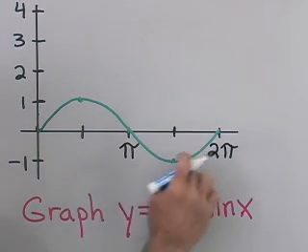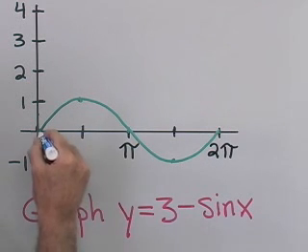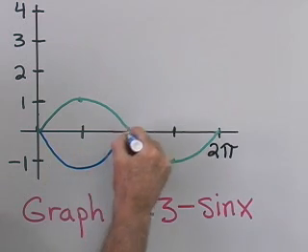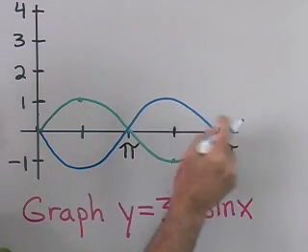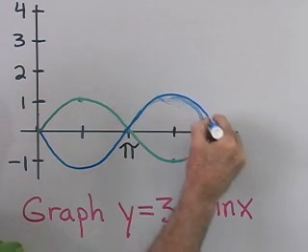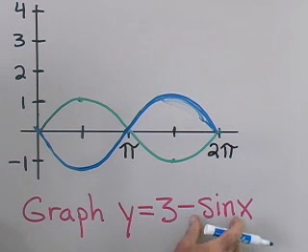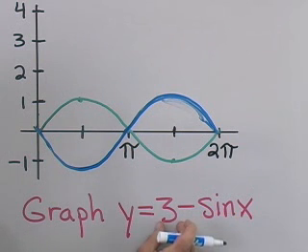So up here I've drawn the graph of y equals sine x, so the graph of y equals negative sine x will look like this. It will just be reflected about the x-axis. See if I can get that a little bit better. Okay. Now, 3 plus that graph is just that graph moved up 3 units.